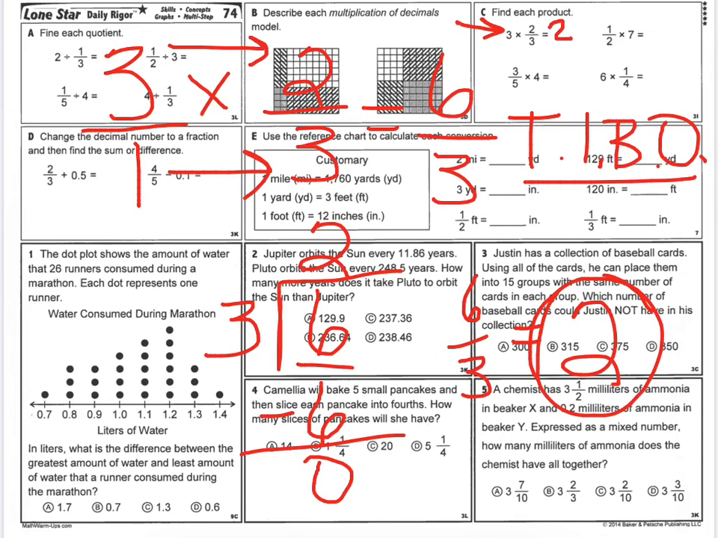So you're going to do the same process for the next 3 problems. You're going to put a 1 under the whole number, multiply across, and then simplify, top in, bottom out. Okay?